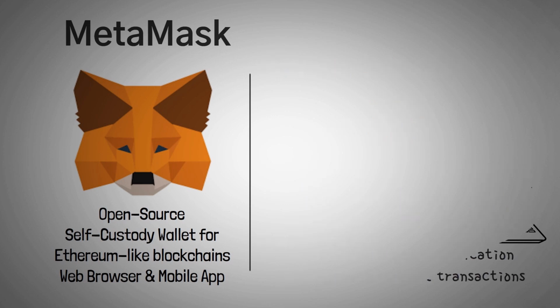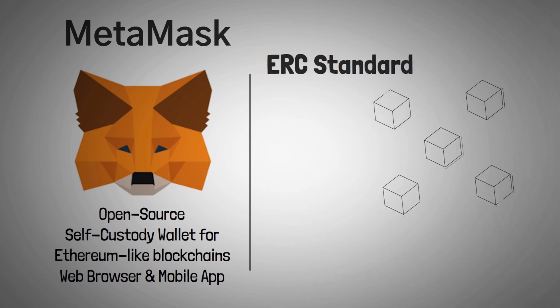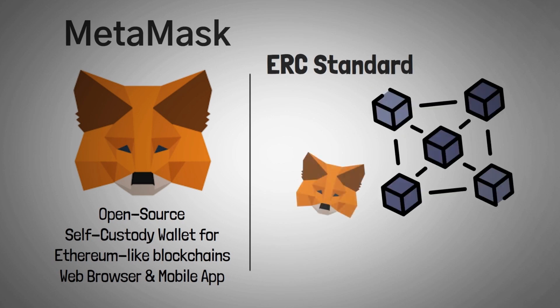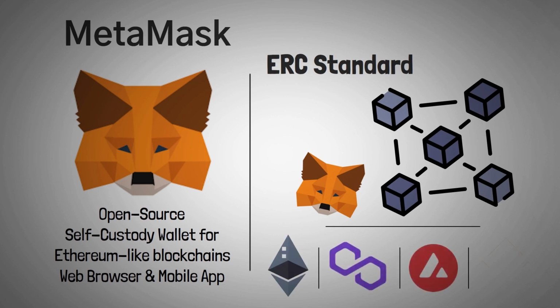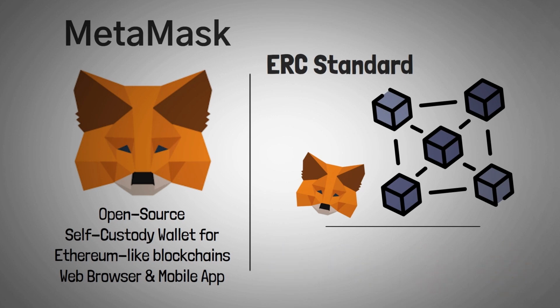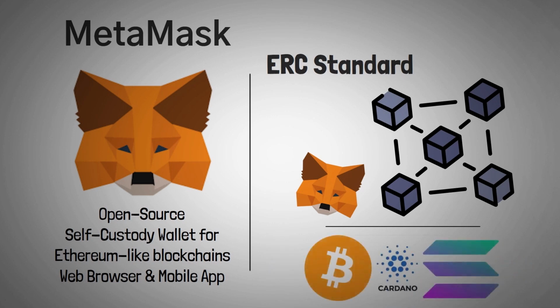Finally, Metamask follows the ERC standard, which basically means it currently only works on blockchains that use Ethereum technology. This, of course, means Ethereum, but also chains like Polygon, Avalanche, Binance Smart Chain, and many other flavors of Ethereum. This also means that Metamask doesn't currently work with popular non-EVM chains like Bitcoin, Solana, or Cardano.